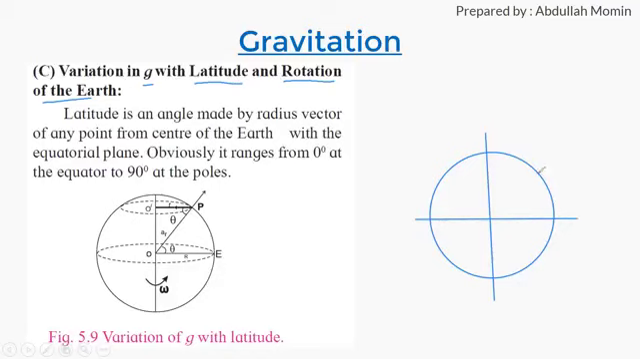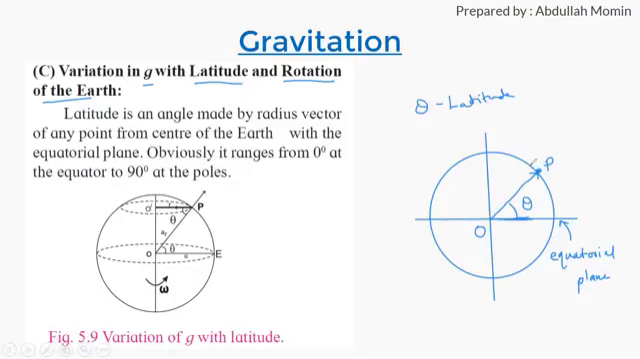Suppose there is a point P on the surface of the earth. We make a radius vector from the center of the earth, which is point O, and the angle is with the equatorial plane. This is the equatorial plane, and this is the radius vector, and this angle is nothing but latitude.